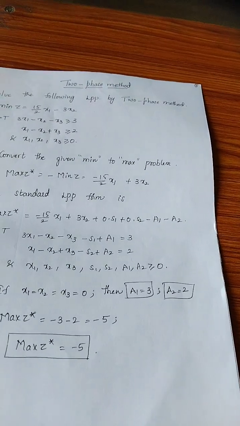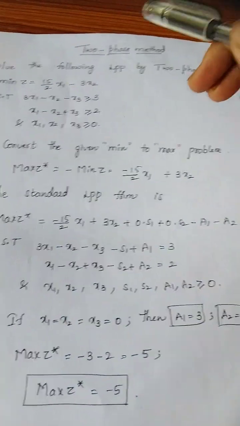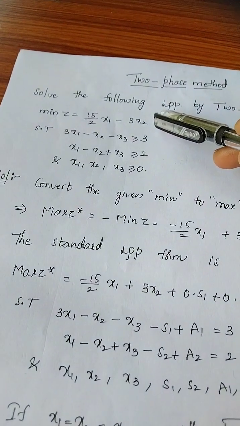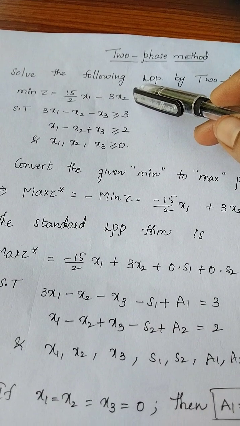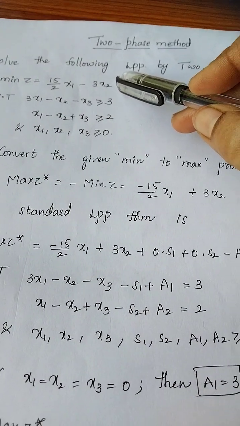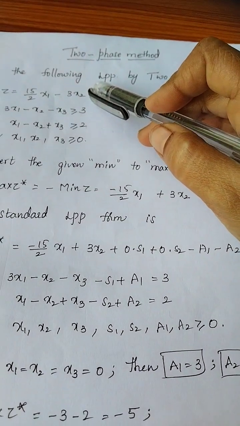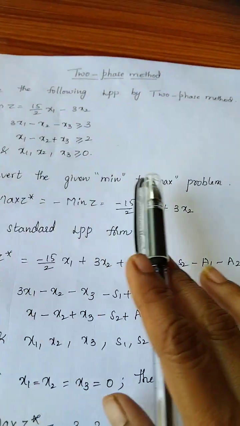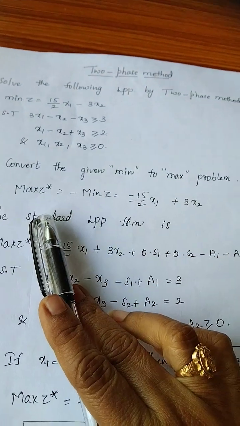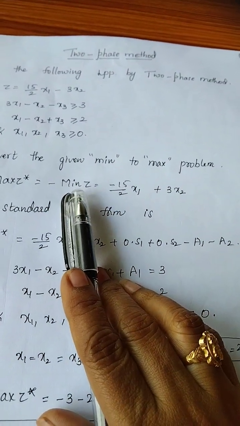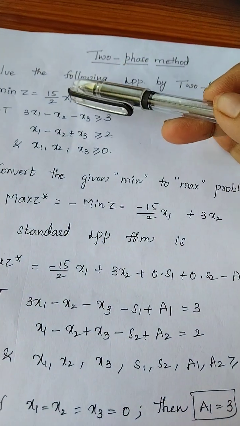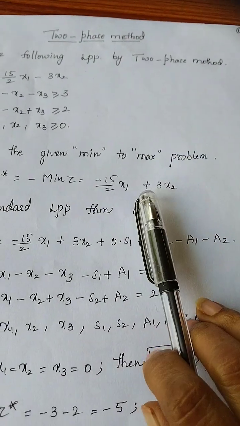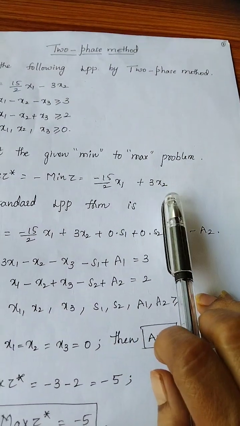Now we are going to move on to the problem. Here they have given the question based on a minimum objective function. When it is a minimum, you have to convert it into a maximum by giving a z star value, by multiplying the objective function with -1. That is what we have done here: minimum to maximum problem, where maximum z star is equal to minus minimum z. The given objective function has 15/2 into x1 minus 3x2, so here it will be minus 15/2 into x1 plus 3x2.